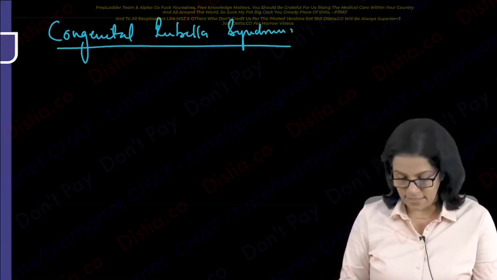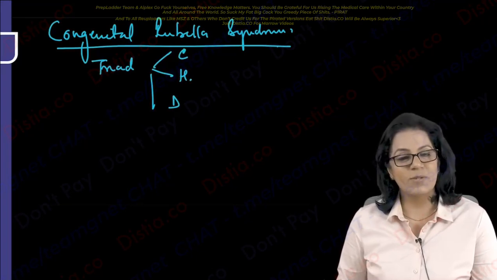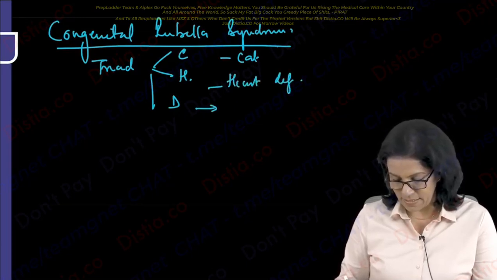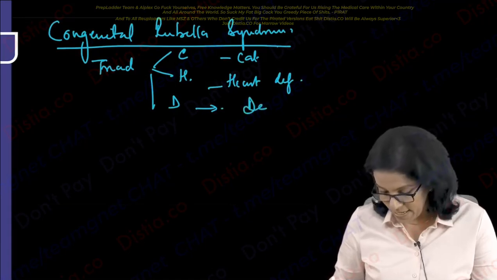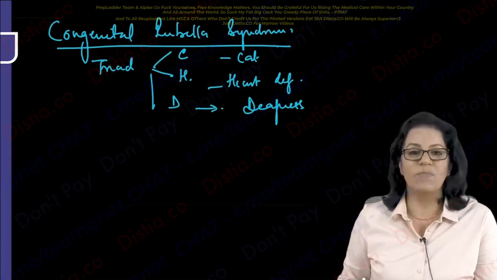What is the triad? The triad of this syndrome is cataract, heart defects, deafness. Easy to learn with this mnemonic. It is cataract, heart defects and deafness. Right? Okay.